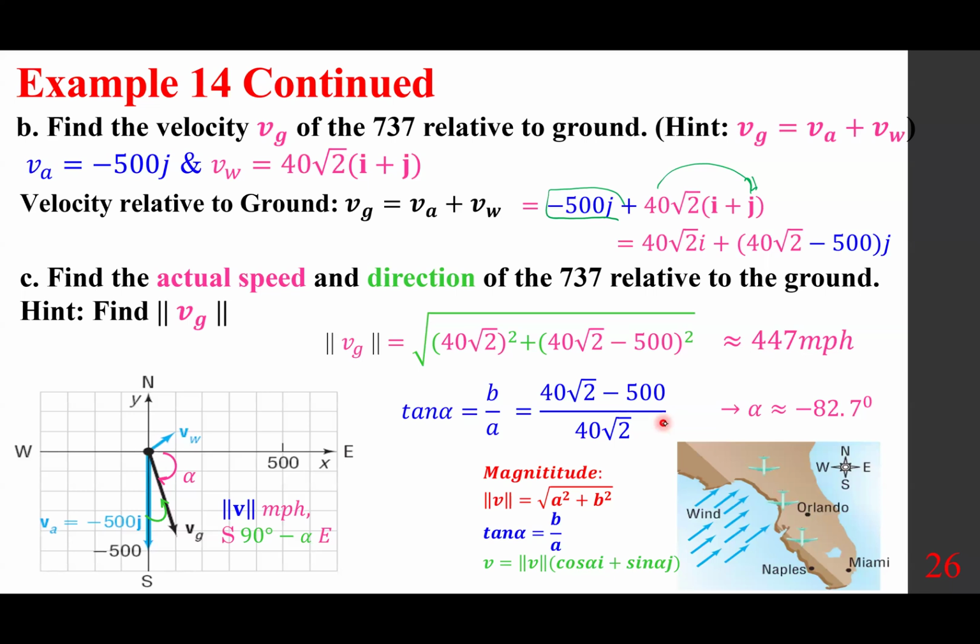So that means this angle is 82.7 subtracted from 90. 90 minus 82.7 gives you 7.3. So alpha is negative 82.7, and that means this is 7.3. So the actual speed is 447 miles per hour, and the direction is south, 7.3 degrees east. Pretty straightforward, everybody.